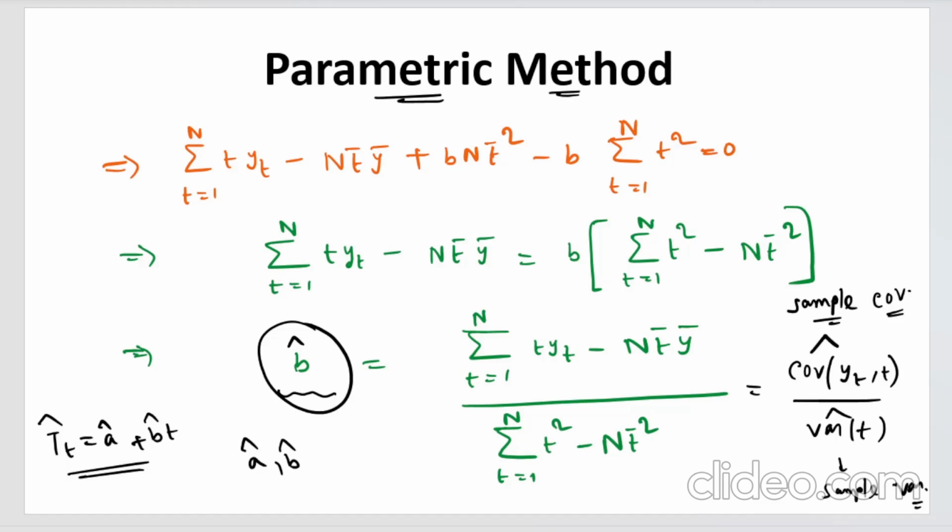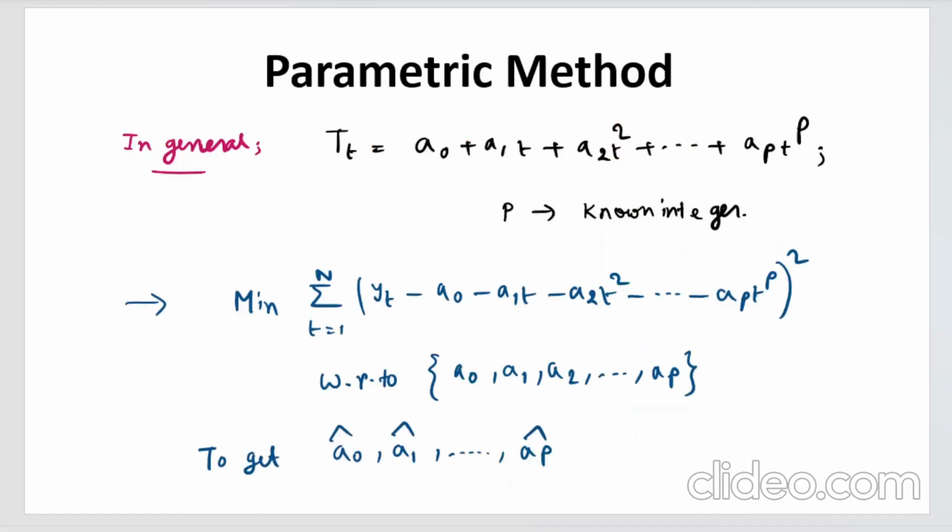As the name suggests, since we have estimated the parameters of the functional form of the trend, the name is parametric method. Now, here I have taken a simplified example, but in general, if you want to estimate using a pth degree polynomial, you just have to change the functional form. So here the functional form is a naught plus a1 t plus a2 t square up to ap t to the power p, where p is a known integer. So this is the pth degree polynomial, but the process will remain the same.